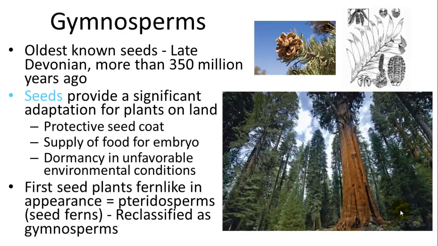So the first seed plants were fern-like in appearance, the seed ferns, and they were later reclassified as gymnosperms, not ferns. Okay, so our gymnosperms are generally seed-bearing. They have seeds in these cones for the most part. They can be very large, and we'll give some examples of some in a second.